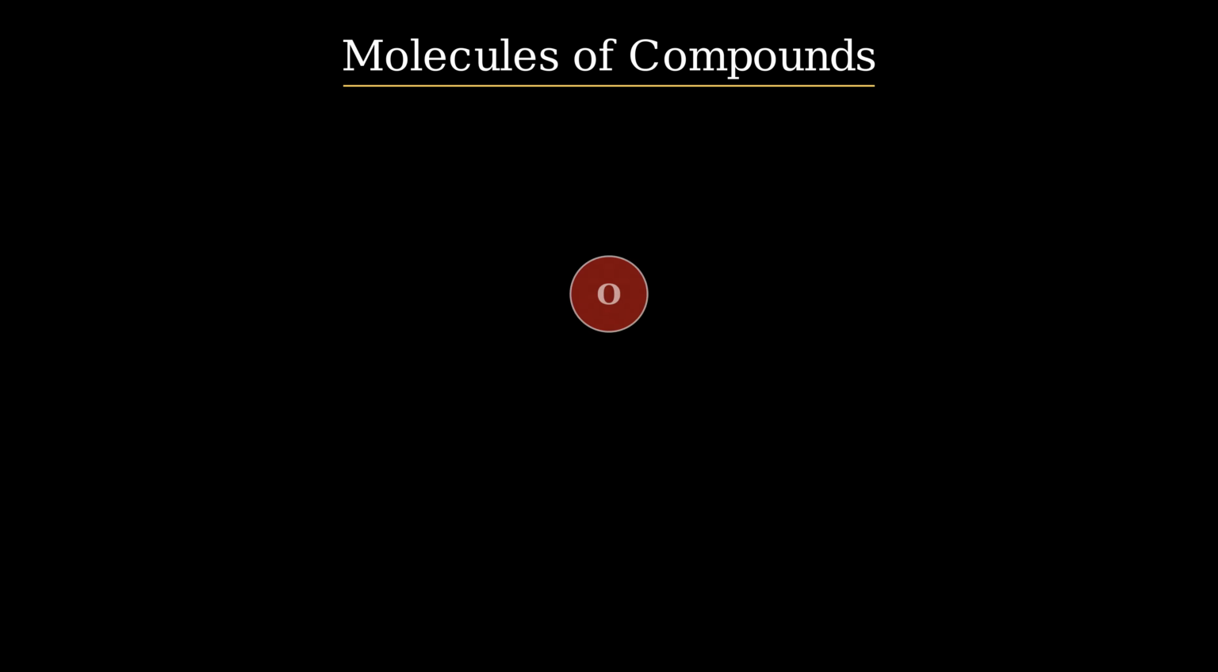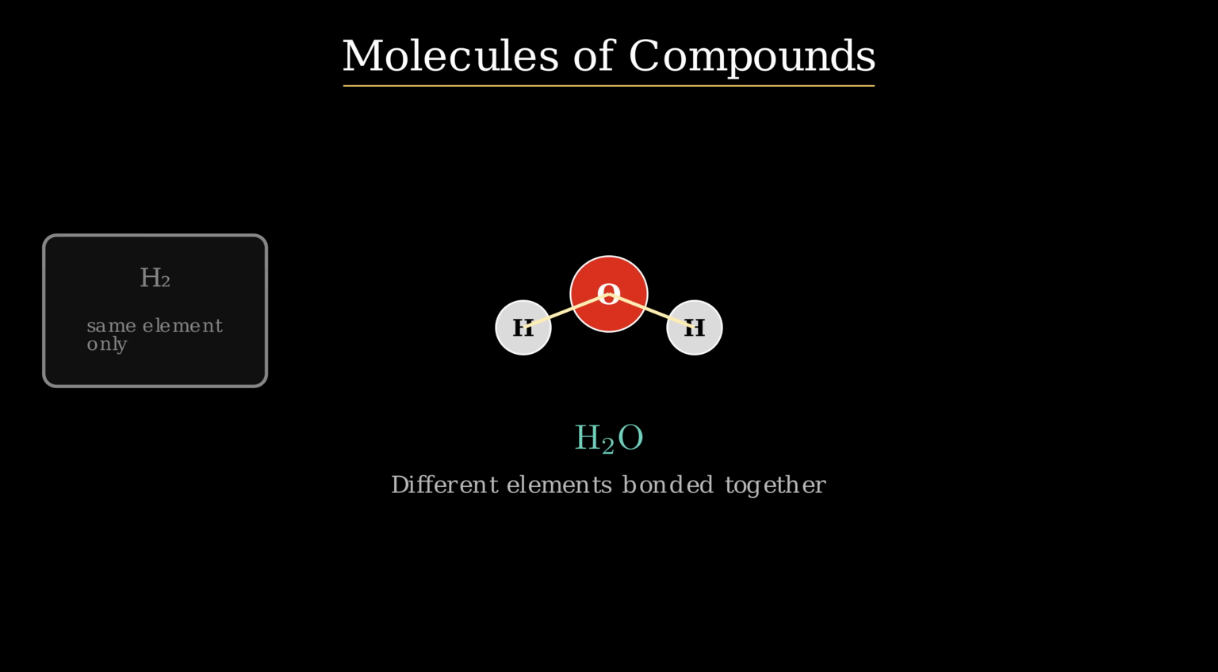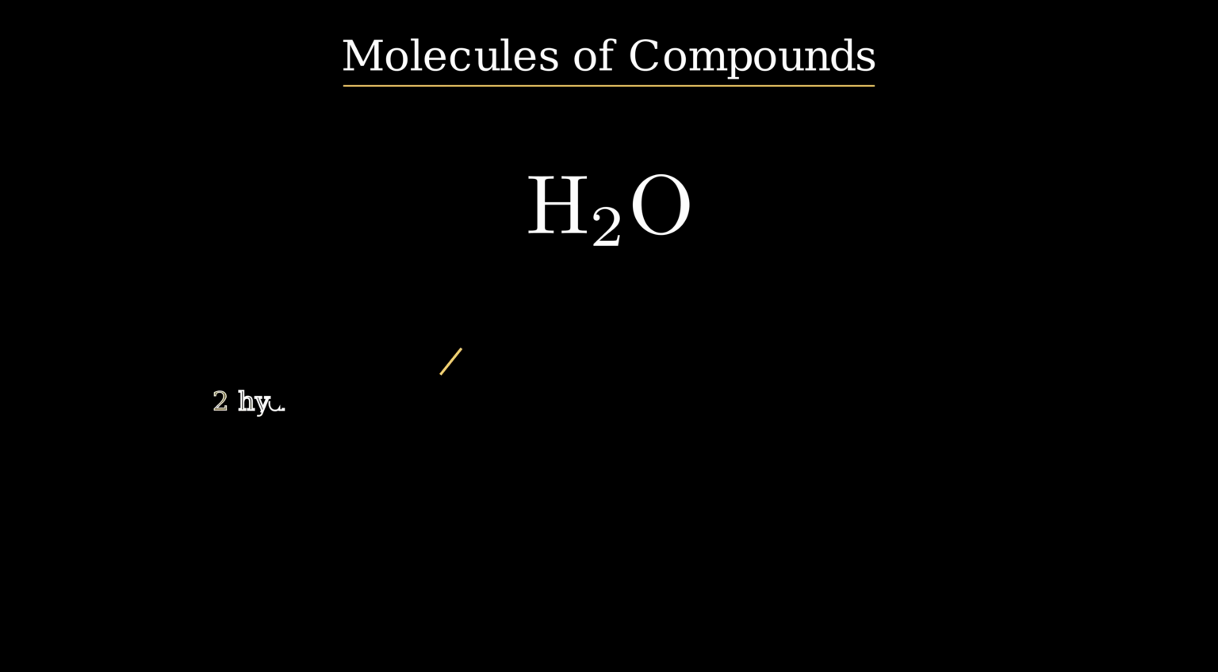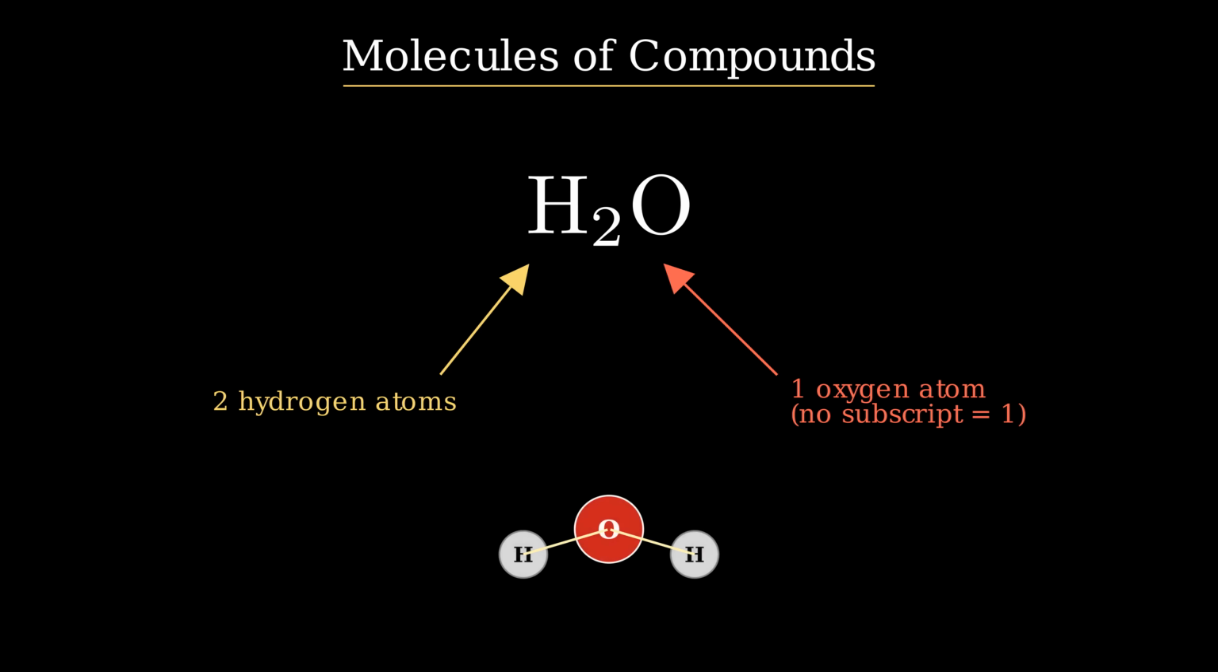When atoms of different elements bond together, they form molecules of compounds. Unlike element molecules, these contain more than one type of atom. Water, H2O, two hydrogen atoms bonded to one oxygen atom. The subscript 2 in H2O tells us there are two hydrogen atoms. There's no subscript after O, which means just one oxygen atom.